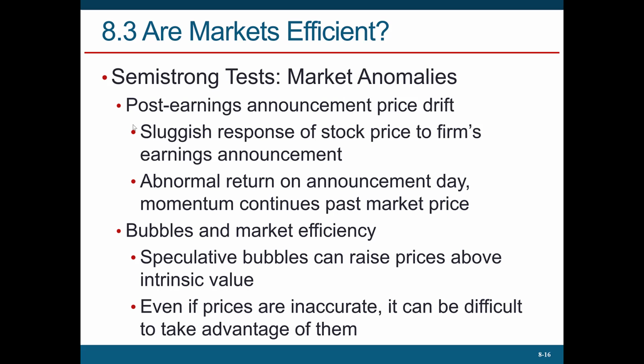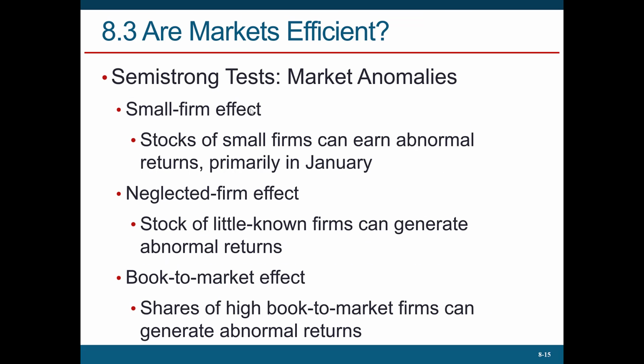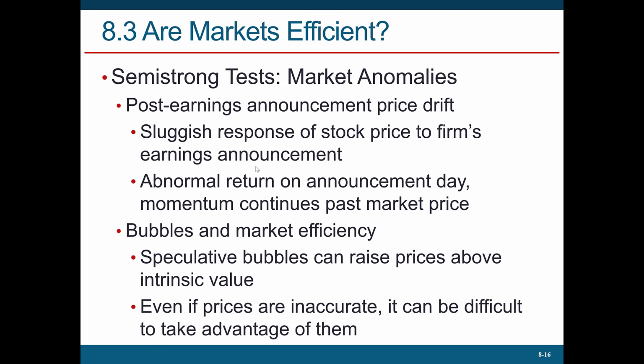There is a drift in prices after the announcement of earnings. The drift is in the same direction as the surprise. If the surprise is positive, the price keeps going higher. If the surprise is negative, the price keeps going lower. So this evidence is inconsistent with market efficiency, because that new information in the earnings surprise is not fully reflected in the prices right away. Okay, and this is also referred to as earnings momentum.